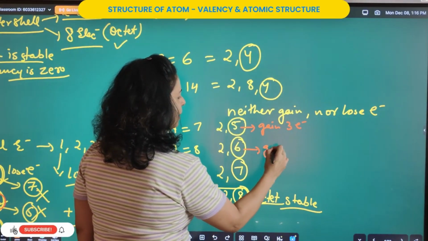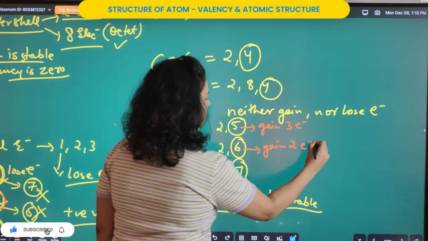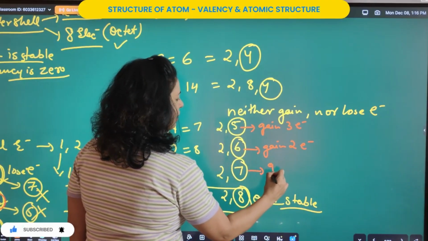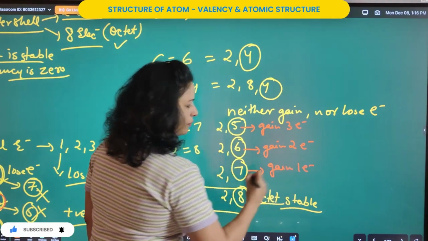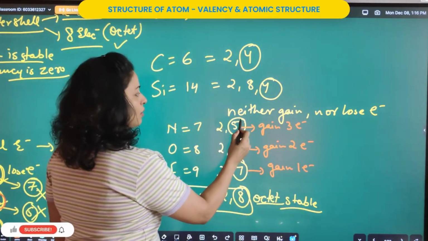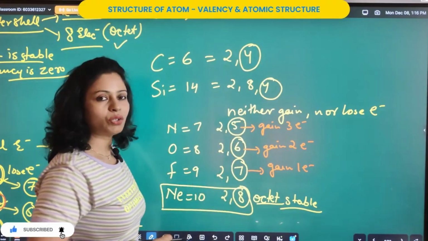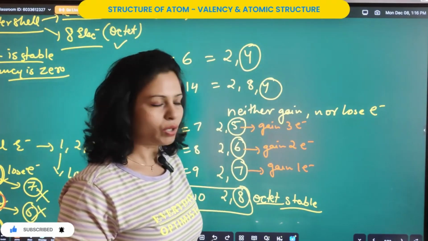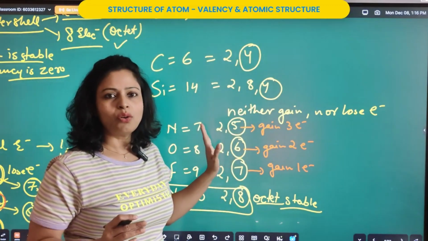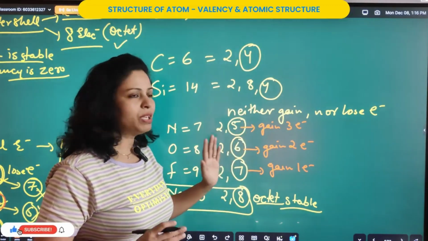Oxygen will gain 2 electrons. Here fluorine will gain 1 electron. Okay, because losing 5 electrons, here losing 6 electrons, here losing 7 electrons will require a lot of energy. Okay, they don't want to lose so much energy. They will lose much lesser energy.